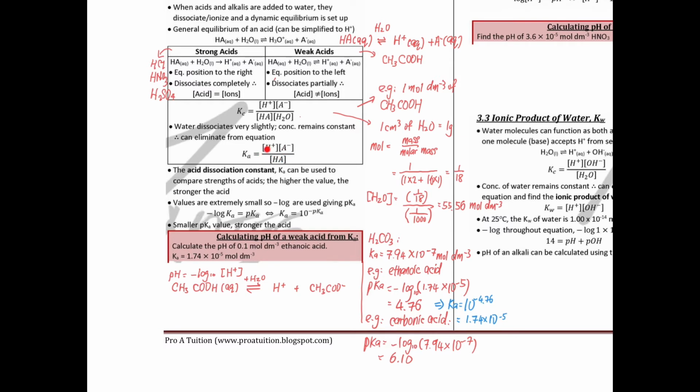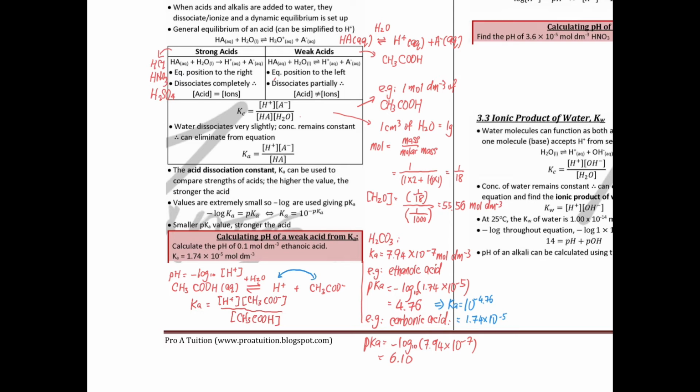You're supposed to put the concentration of H plus multiplied by the concentration of the N ion divided by the concentration of the acid molecule. So the Ka is supposed to be H plus multiplied by CH3COO minus, this is the N ion, divided by the concentration of CH3COOH, the acid molecule.